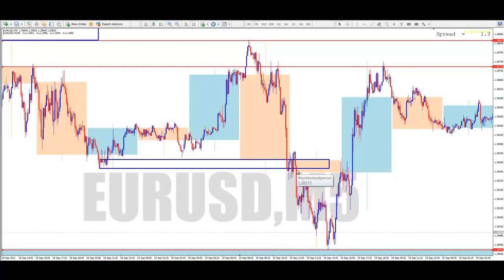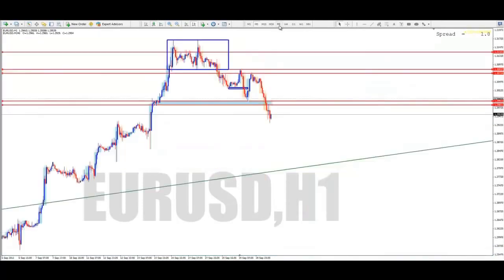Now, where did price go to after this engulf? Well, it went down to demand. Let's go out into the H1 and see this. There's where price went down to.